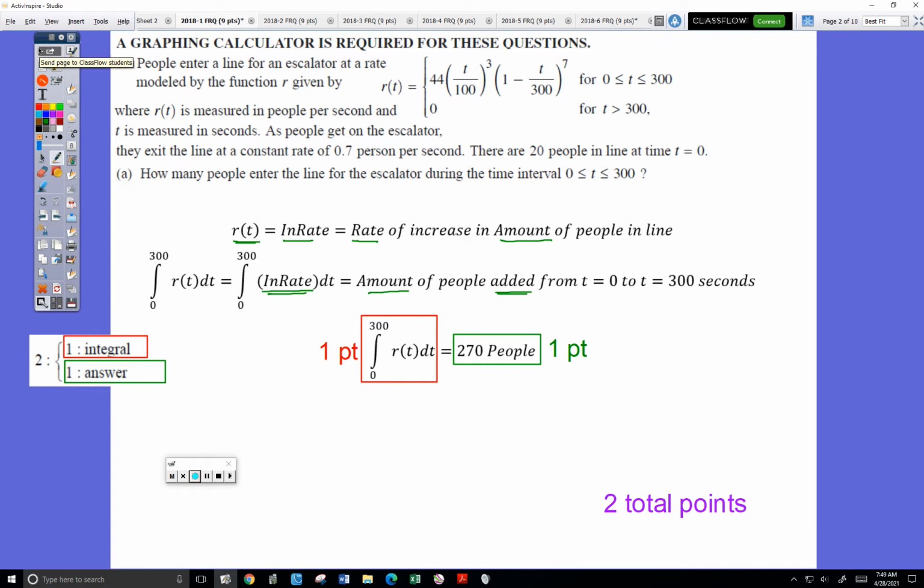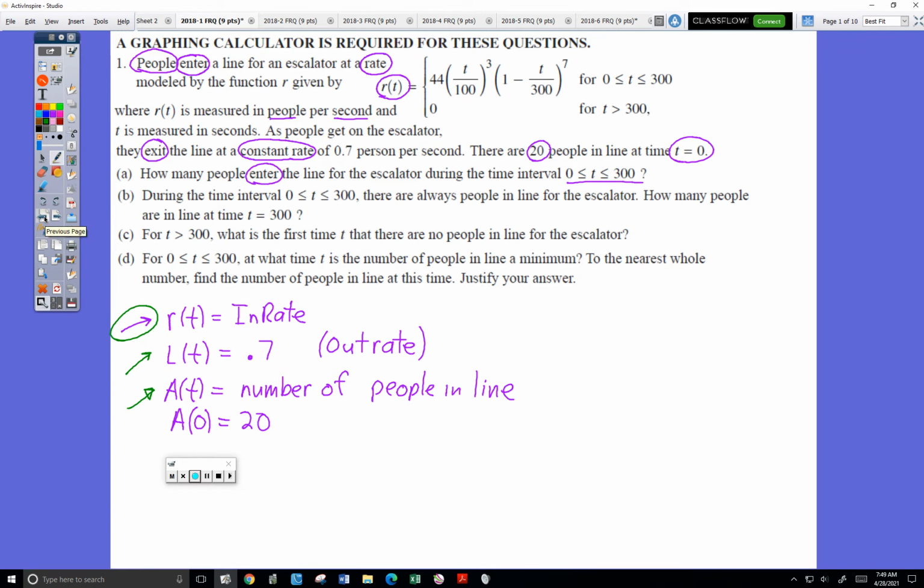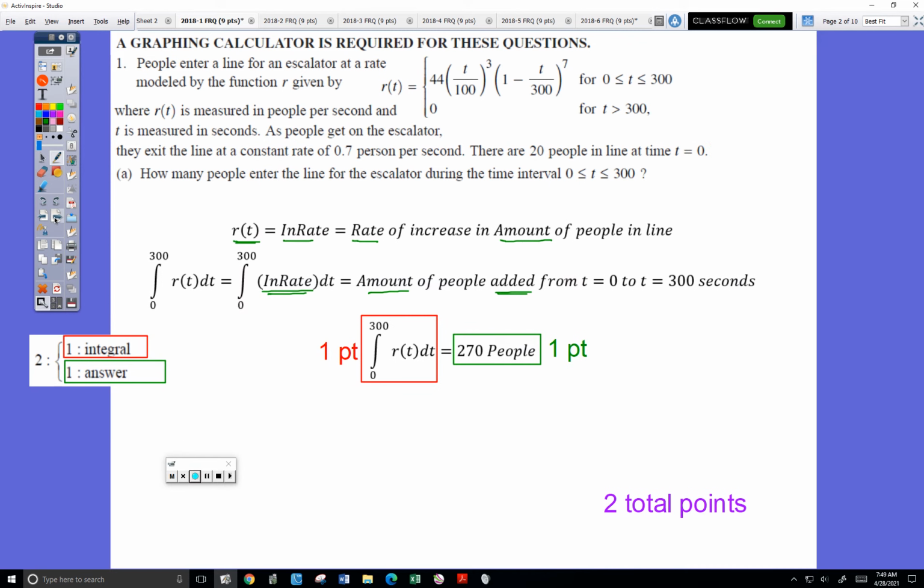When you integrate a rate, you get an amount. I don't get the amount of people because the amount of people depends on several things. The amount of people in the line depends on rate at which people enter, or rate at which people leave, also how many are there to begin with. But if I integrate the rate at which people are entering, I will get the amount of people who entered. So when you integrate a rate, you get some amount, or the change in the amount.